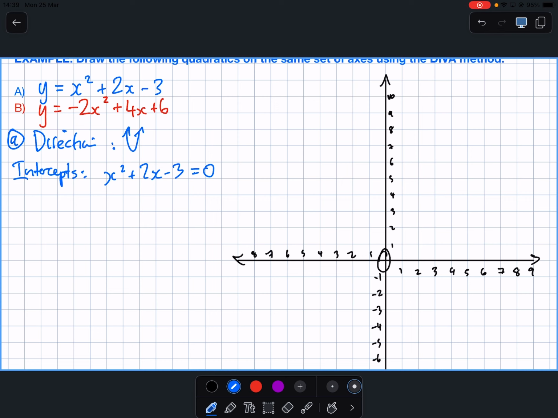Common factors? No, because x isn't in 3. Is that a difference between two squares? No, because it's 3 terms. Is it a perfect square? No, 3 is not a square number. Let's try sum and product. What are the numbers I can times together to get negative 3 and add to 2? Is there a combination of positive and negative? Good. Negative 1 and 3. So that factorizes to x take 1, x plus 3 equals 0.